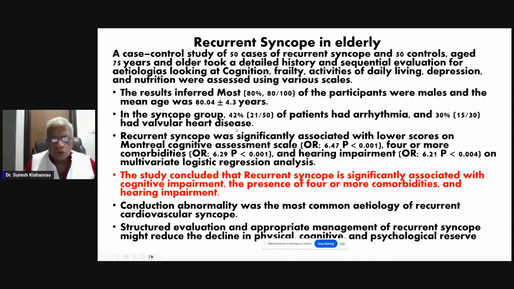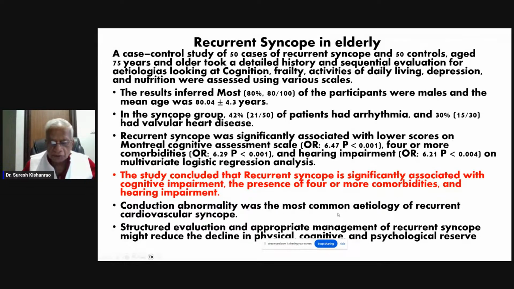In the syncope group, over 42% had cardiac arrhythmia, and 30% had valvular disease. Recurrent syncope was significantly associated with lower scores on the Montreal Cognitive Assessment Scale, four or more comorbidities, meaning multiple conditions, and hearing impairment. Their study also concluded that recurrent syncope is significantly associated with cognitive impairment and comorbidities like hearing impairment.